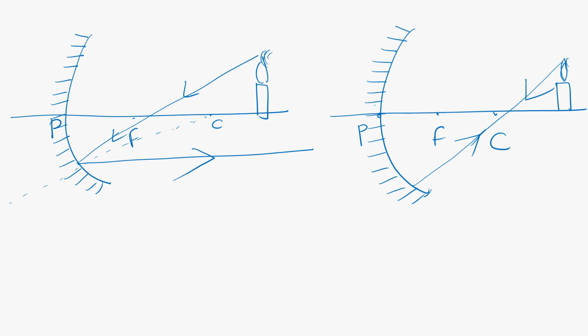These are all the four diagrams with which we can guess the position of the image formed by a concave mirror. Next we will go to the next question.